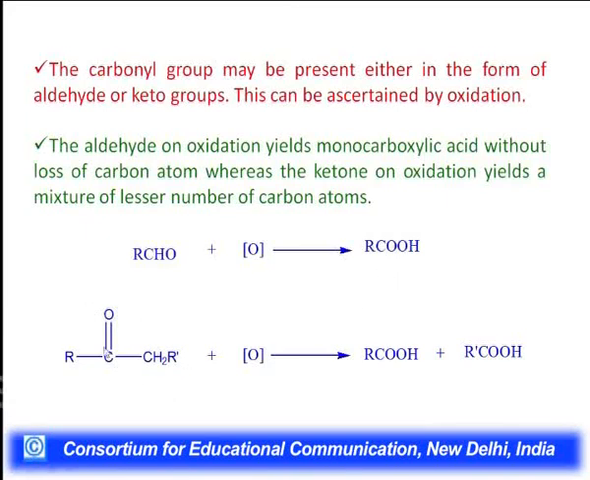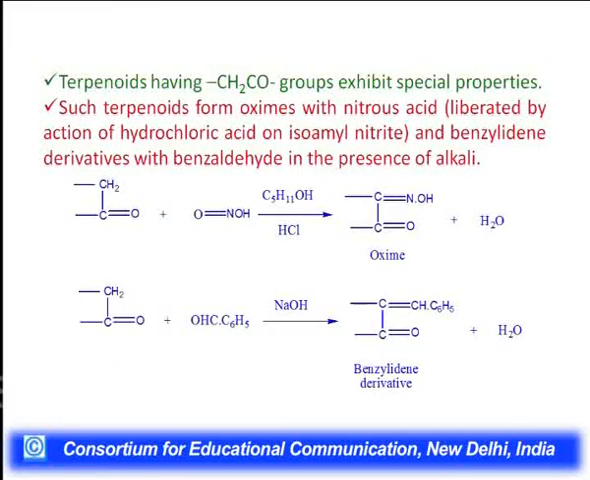If we have the ketonic moiety in the terpenoid and it undergoes oxidation, then we will get a mixture of monocarboxylic acids, and here you can see that in these mixtures we are having carbon lesser than the reactant which is oxidized. Terpenoids, if they contain the CH2CO group, exhibit special properties. This CH2CO group is basically the methyl ketones.